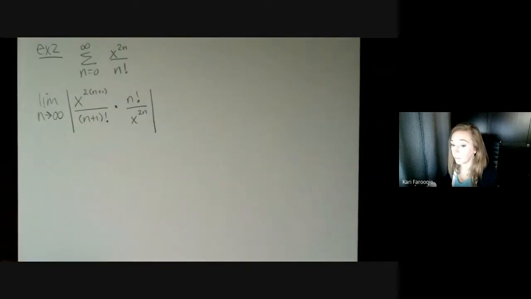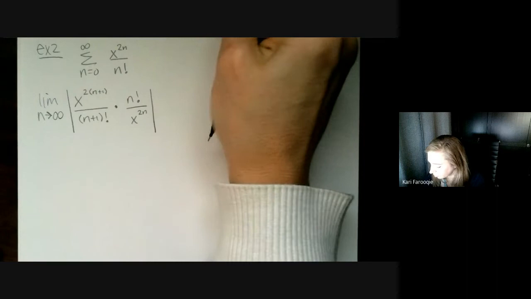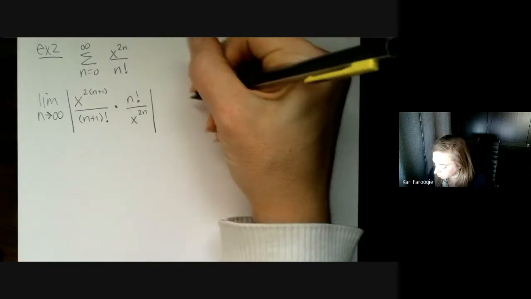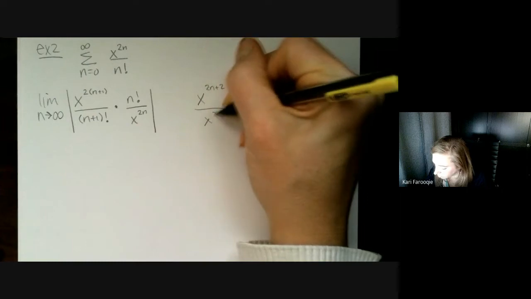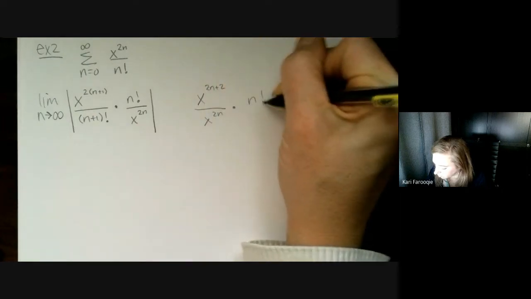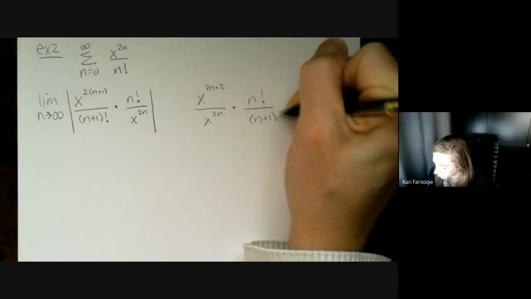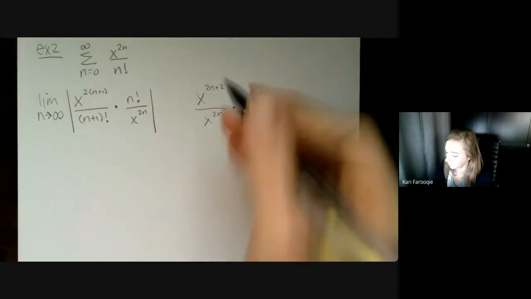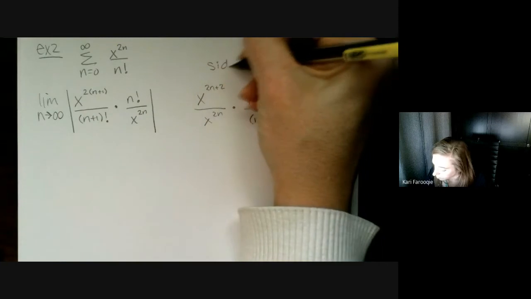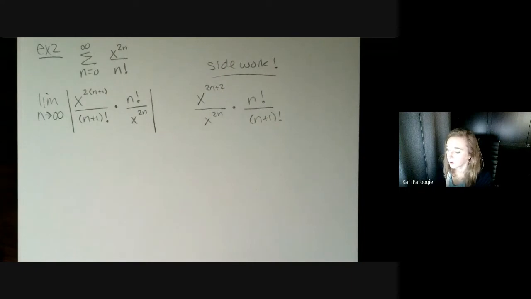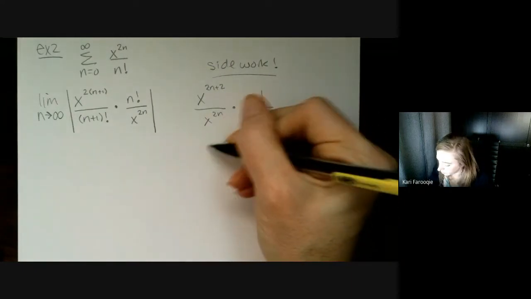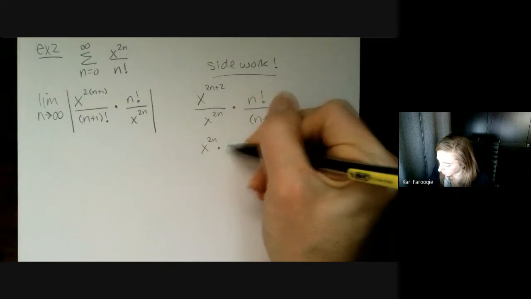All right, let's go ahead and simplify here. If you'd like to do some work off the side before you keep rewriting your limit, that's fine. I might just do that. I'll have x to the 2n plus 2 divided by x to the 2n. I'm just going to group these things the way that I find it to be most helpful to group them so that they can be simplified. So I'm going to call this side work. And then I'm going to rewrite this one as x to the 2n times x squared.